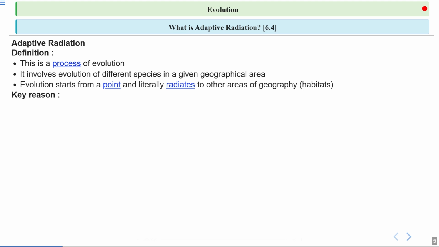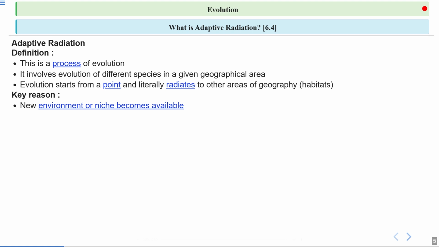Okay, now let's talk about some key reasons for adaptive radiation. First is a new environment or niche. Whenever it becomes available, what happens? A new environment or niche becomes available, and this provides opportunities for the species to explore and to adapt to that new environment. So this is a very critical factor that drives the process of adaptive radiation.